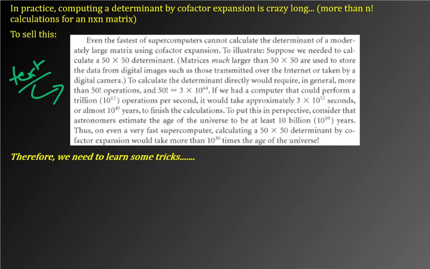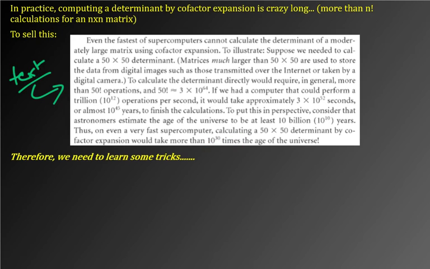10 to the 64th. And for a really fast computer, even this is crazy hard, because if you could perform 10 to the 12th operations per second, okay, that's a trillion, it would take approximately 3 times 10 to the 52 seconds, or almost 10 to the 45th years to finish those calculations, all right? And the age of the universe is 10 to the 10 years. So even for a very fast computer, a 50 by 50 determinant would take more than 10 to the 30th times the age of the universe.